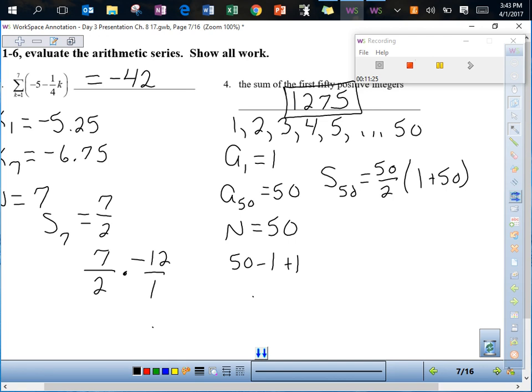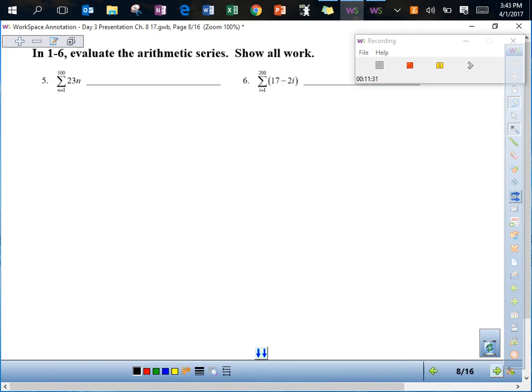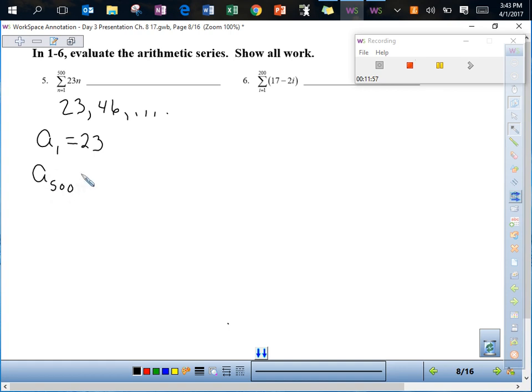Number 5 is a big one. Hopefully I'm not going too fast here on the video. I don't want my video to be too long. We're summing up the first 500 terms that go by 23n. So I'm going to go 23, 46. So looks like these are going to be pretty huge. So on my number 5, my a sub 1 is going to be 23. My a sub 500 is going to be 23 times 500, which is 11,500.